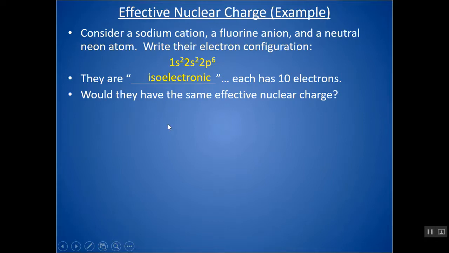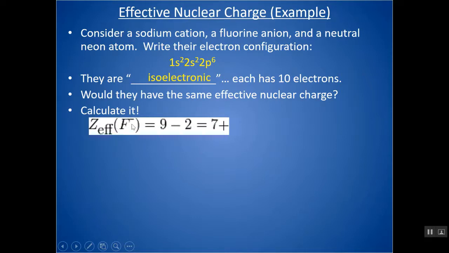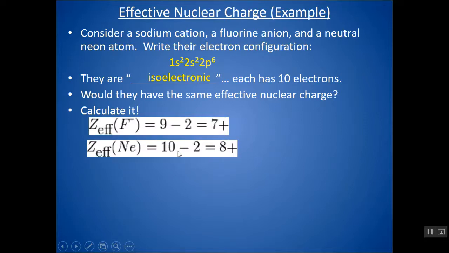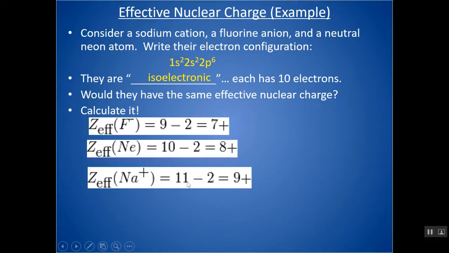My question is, would they have the same effective nuclear charge? Take a moment, try to calculate it for Na+, F-, and neon. For F-, it has 9 protons, and it would have 2 shielding electrons, because only the 1s2, this first energy level, would shield these outer electrons. We're considering 2s2 and 2p6 as one energy level. So it would have a +7 effective nuclear charge. Neon would have 10 protons and also 2 shielding electrons because it has the same electron configuration, so it would be +8. And sodium would have 11 protons, but only 2 shielding electrons, same as the other, so +9.